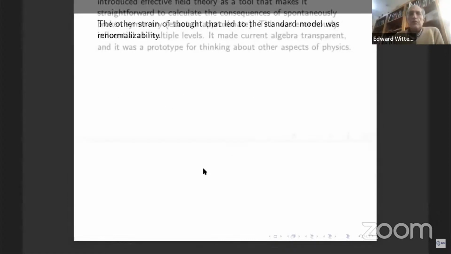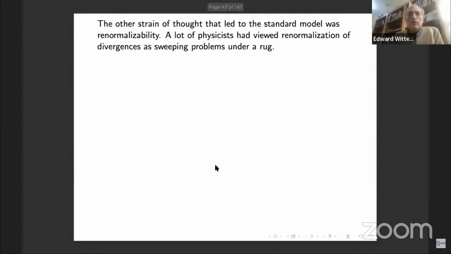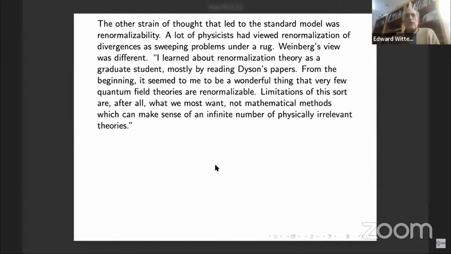The other strain of thinking that went into the standard model was renormalizability. So as Steve tells, a lot of physicists had viewed renormalization of divergences as sweeping problems under a rug. But Weinberg's view was different. Here's what he writes in his Nobel Prize acceptance speech. I learned about renormalization theory as a graduate student, mostly by reading Dyson's papers. From the beginning, it seemed to me to be a wonderful thing that very few quantum field theories are renormalizable. Limitations of this sort are, after all, what we want, not mathematical methods which can make sense of an infinite number of physically irrelevant theories.